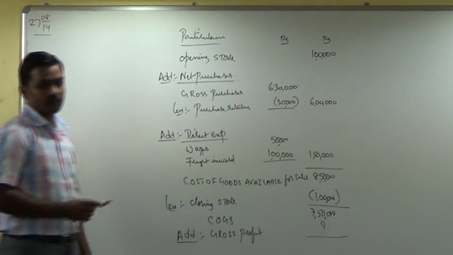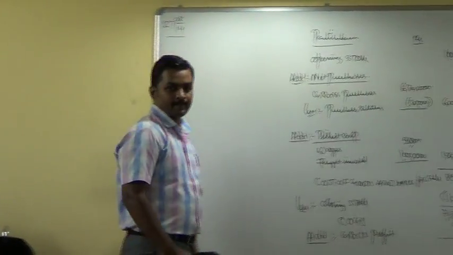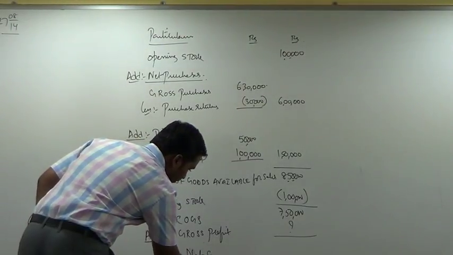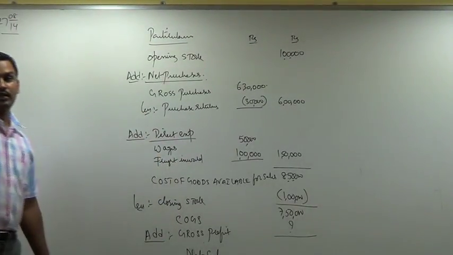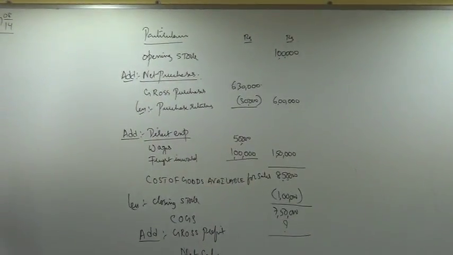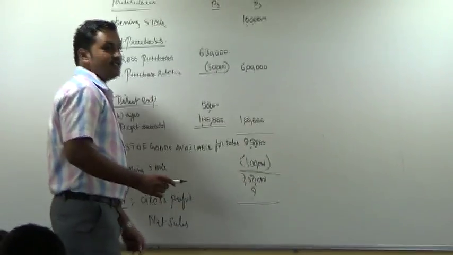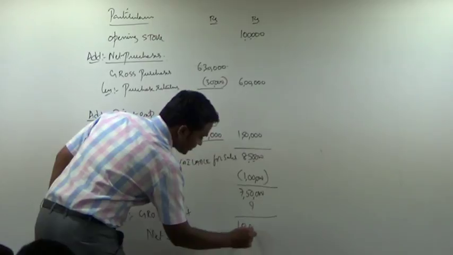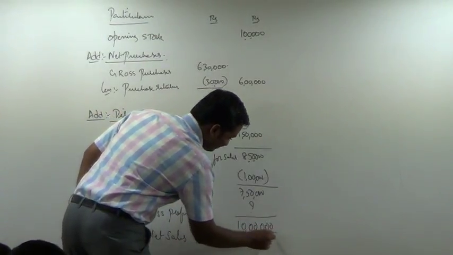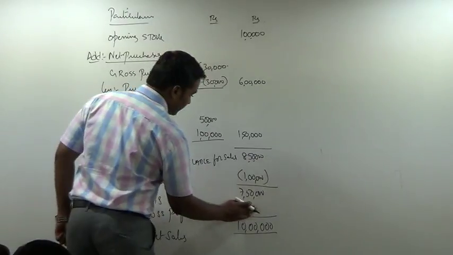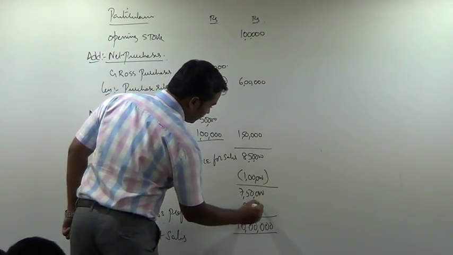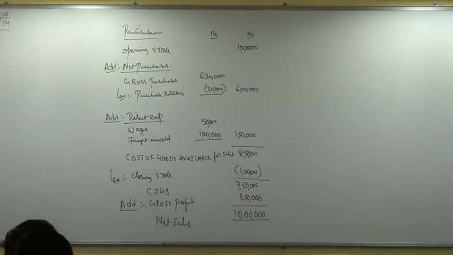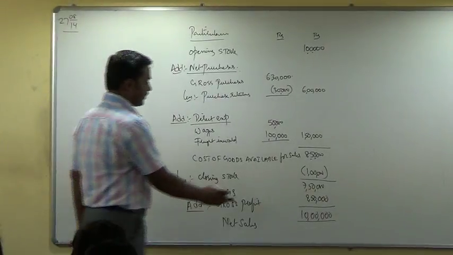I don't know the gross profit. Net sales: calculate and tell me what is net sales in the problem. Gross sales is 10,30,000, minus sales returns 30,000. So net sales is 10 lakh. So gross profit is how much? 2,50,000 rupees.